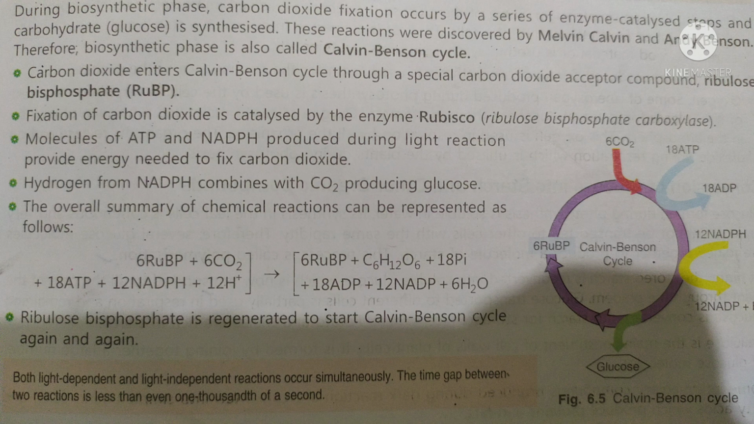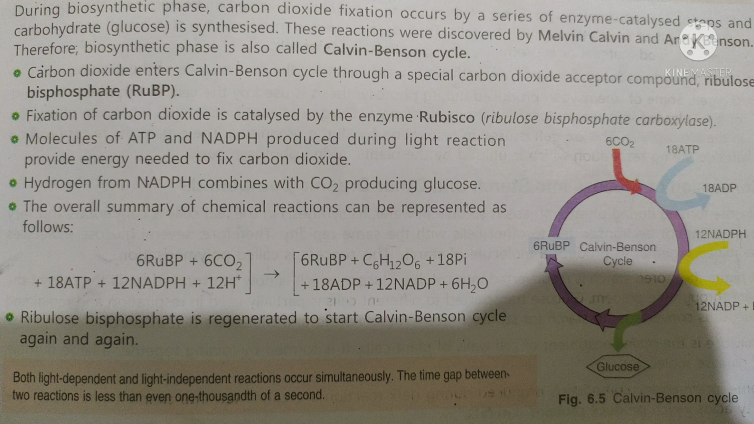Then, dear students, after that there is the reduction phase, and in that phase 2 molecules of ATP and 2 molecules of NADPH are used to form glyceraldehyde 3-phosphate, and two molecules of PGA form two molecules of glyceraldehyde 3-phosphate. Finally, from glyceraldehyde 3-phosphate, glucose is formed and there is regeneration of RuBP, that is ribulose 1,5-bisphosphate. In this process also one molecule of ATP is used. This cycle is repeated 6 times to form one molecule of glucose.